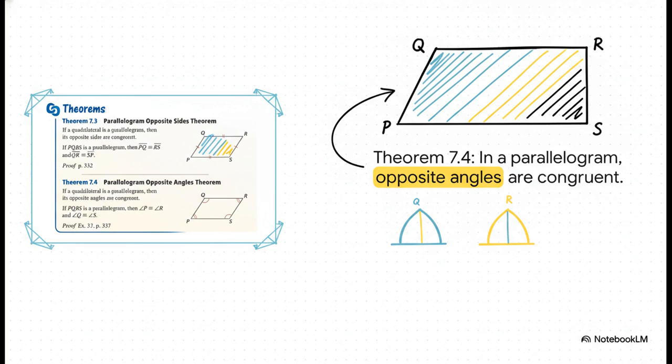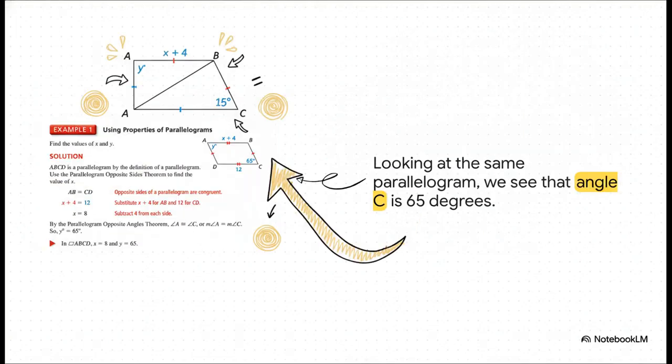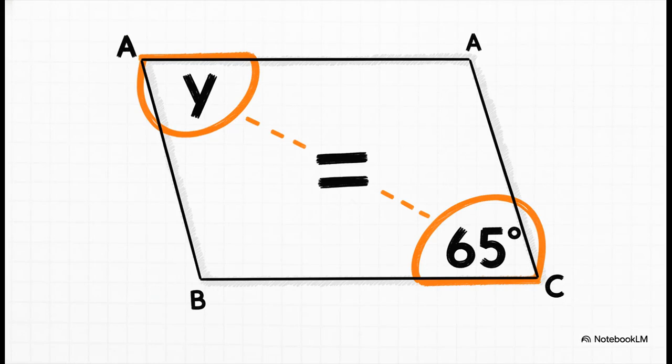Just like the sides, the angles directly across from each other are also congruent. They're a perfect copy. So let's go back to our example. We're told that the angle down in the bottom right corner is 65 degrees. So, using our new opposite angles tool, what does that angle in the top left, the one labeled y, have to be? You got it. It has to be 65 degrees. If the angle at C is 65, then the angle at A must also be 65. They're a perfect match. You don't need a calculator or anything, you just need to know the rule.